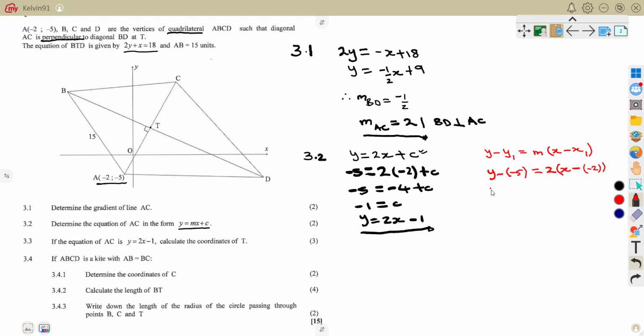So we are left with y plus 5 must be equal to 2 open bracket x plus 2. Then when you simplify, y will be equal to this times this, we are going to get 2x. This times this plus 4. Then because we take away this 5, when we take it to that side, it's going to be minus 5. So y is equal to 2x minus 1.